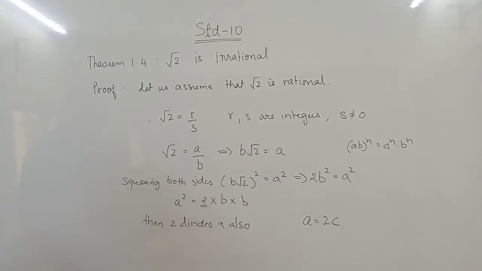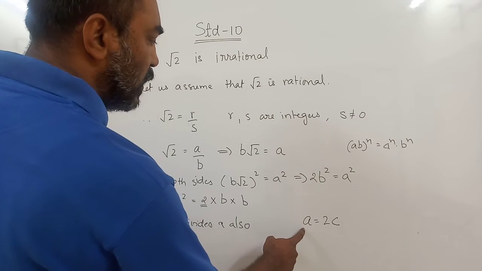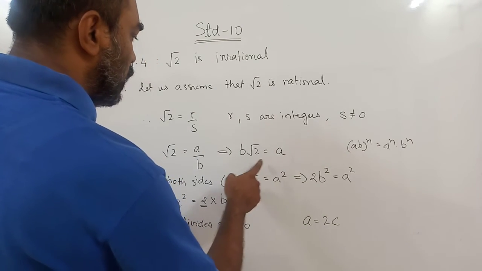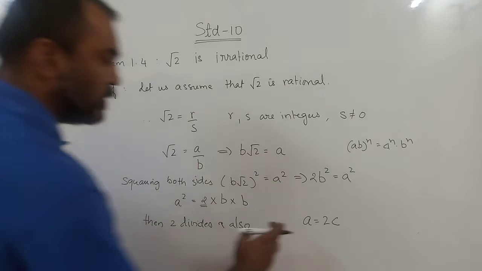We have taken here, not an assumption, we have taken it in the form: if 2 divides a square, then 2 divides a, means a is an even number. So let a be equal to 2c. Now what is a equal to? a is equal to b root 2. Okay, we got a is equal to 2c.